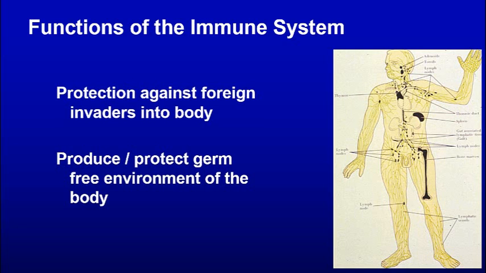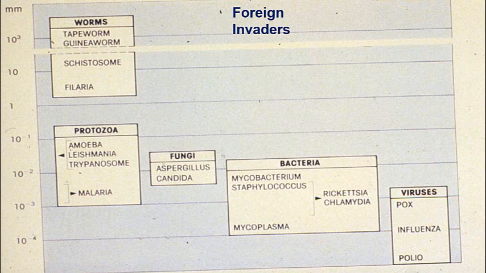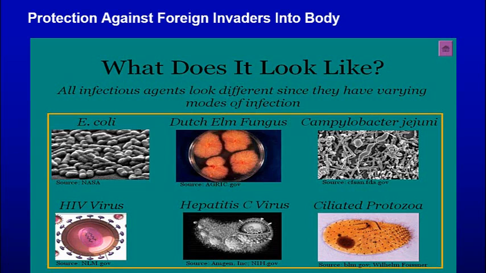And here we see the invaders. It could be worms, protozoa, fungi, bacteria, or even viruses. As small as viruses are invaders of the body, and the immune system has to combat them. And here we can see what they look like: E. coli, hepatitis C, ciliated protozoa, HIV. They don't want to kill us. What they want to do is make a living for themselves in us.